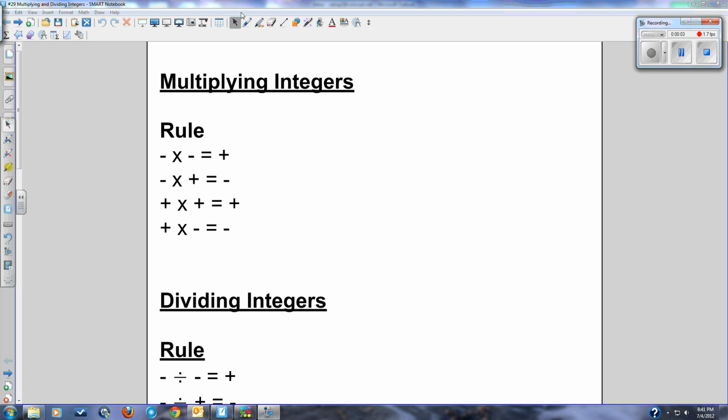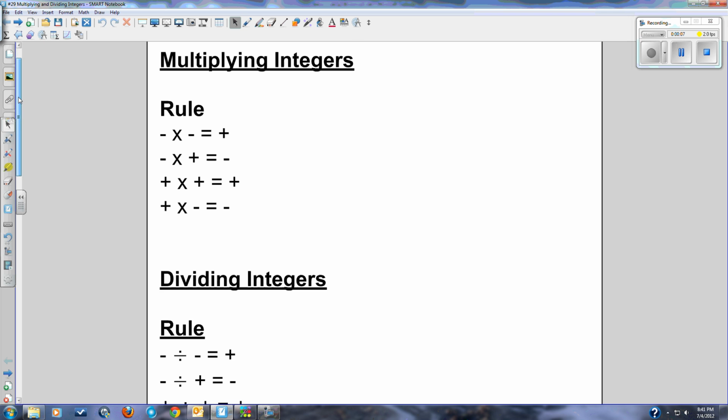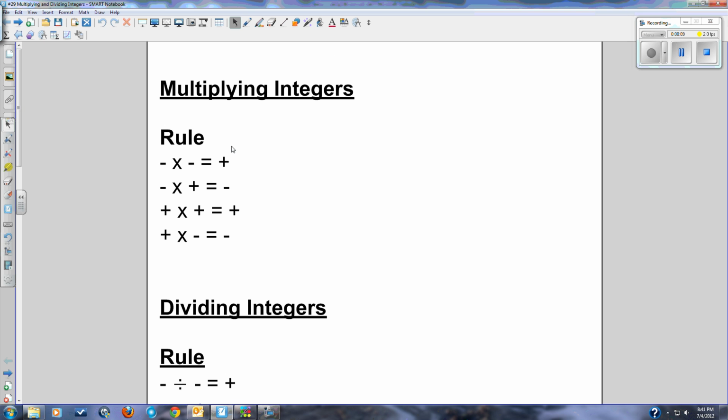Today's topic is multiplying integers, and we have a few basic rules for multiplying and dividing integers, which are signed numbers, signed whole numbers. We're going to start with the first rule. A negative times a negative equals a positive. A negative times a positive equals a negative. A positive times a positive equals a positive. And a positive times a negative equals a negative.